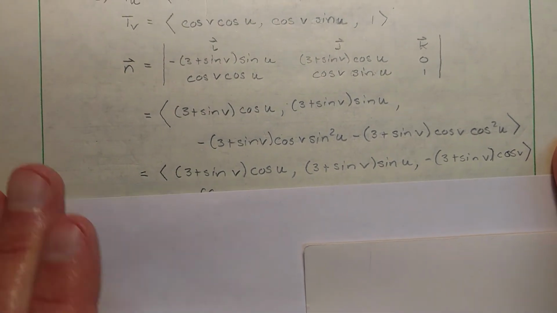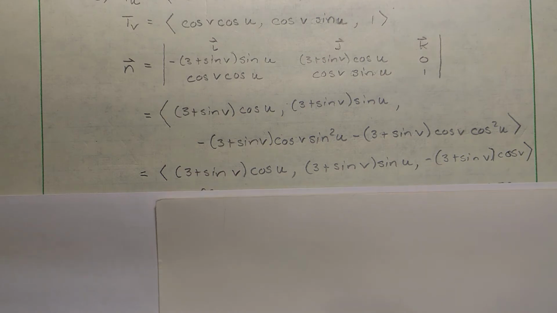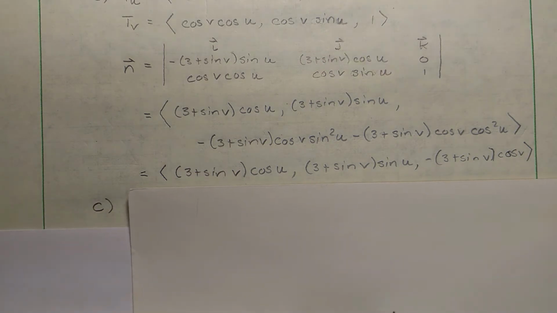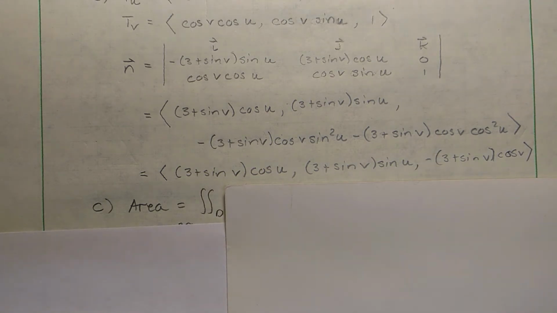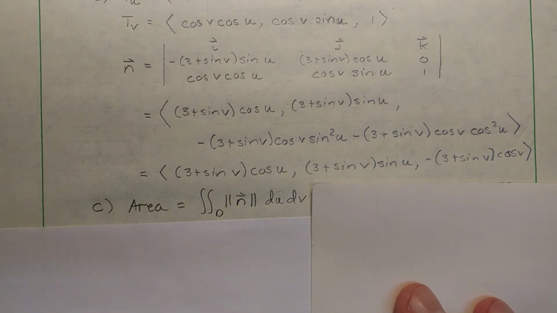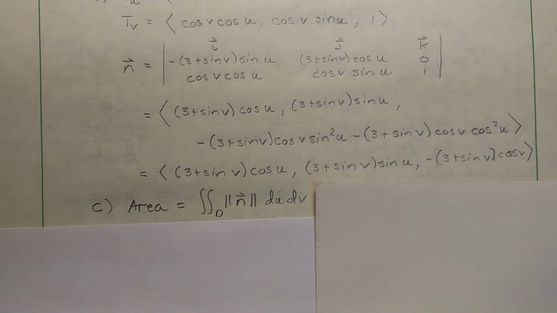Now from that, that's part A. Part C, or part B, sorry. Part C says find the area. So our area formula is going to be the double integral over our given domain of the magnitude of our normal vector du dv. So we are going to have to calculate the magnitude of this normal vector. That'll be our biggest challenge here.